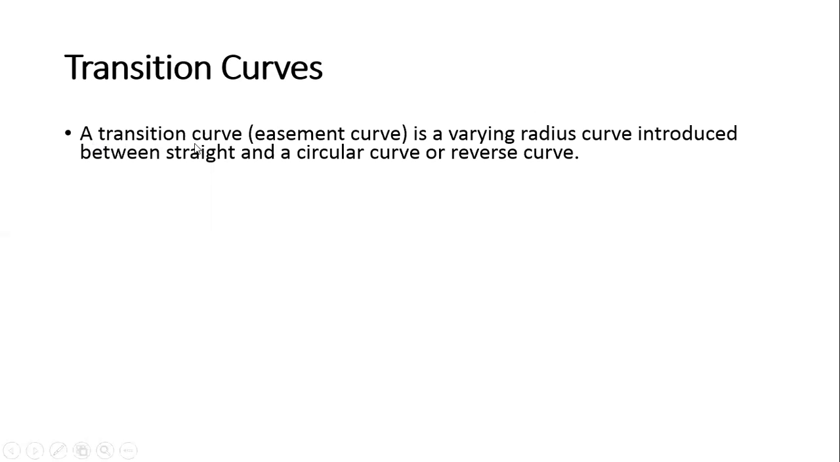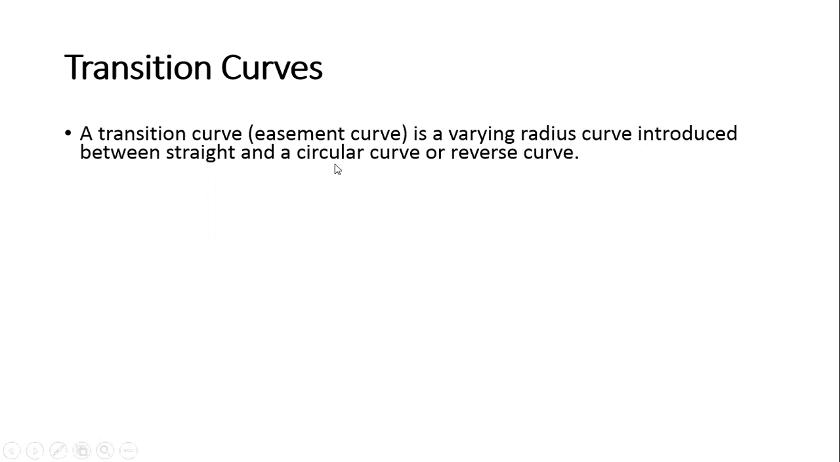Let us discuss the definition of a transition curve first. It is also known as an easement curve. It is a varying radius curve. In a circular curve, the radius is constant, but in a transition curve, the radius is varying, and it is introduced between a straight and a circular curve.